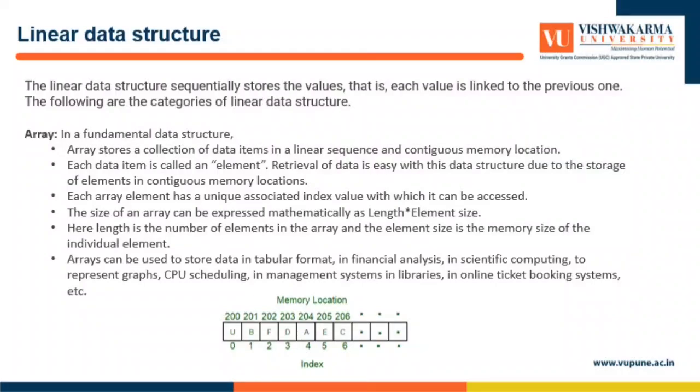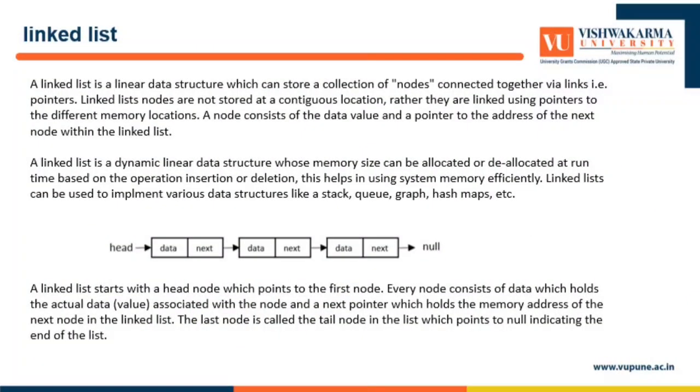A linked list is a data structure which can store a collection of nodes connected together via links, that is, pointers. Linked list nodes are not stored at continuous locations, rather they are linked using a pointer to different memory locations. A linked list is a dynamic linear data structure whose memory size can be allocated or deallocated at run time based on the operation, insertion or deletion, which helps use system memory efficiently.